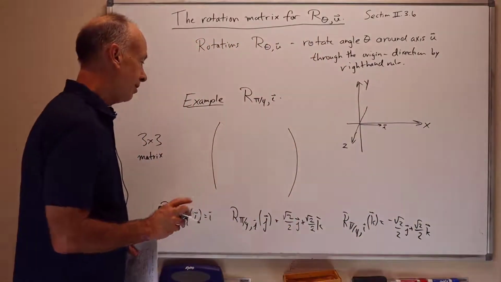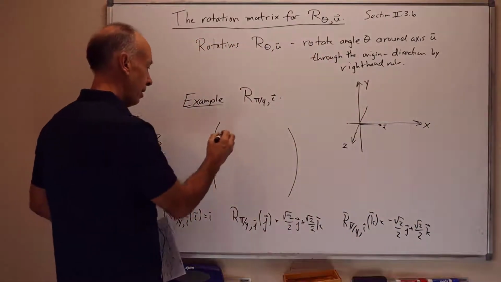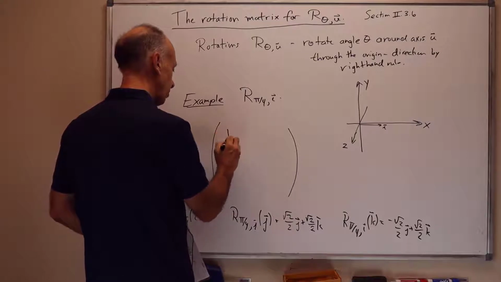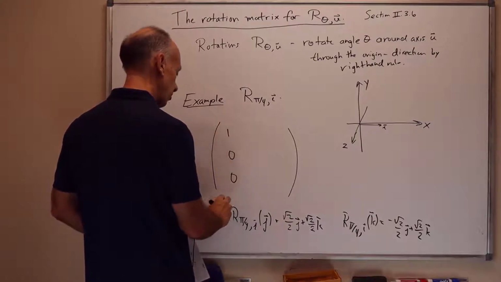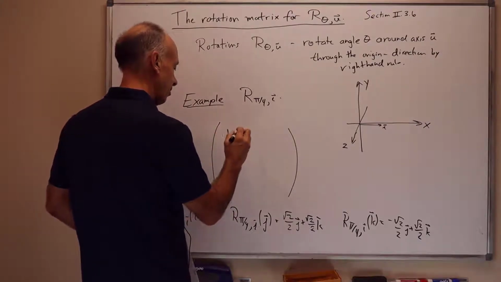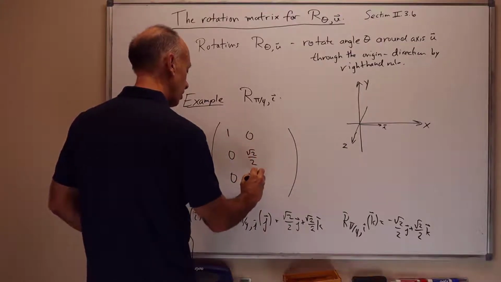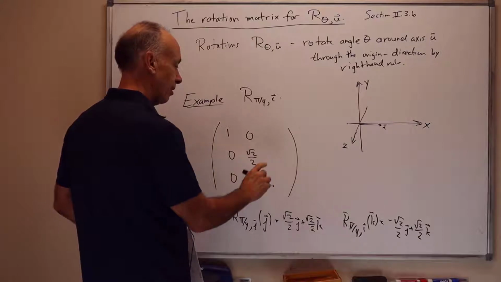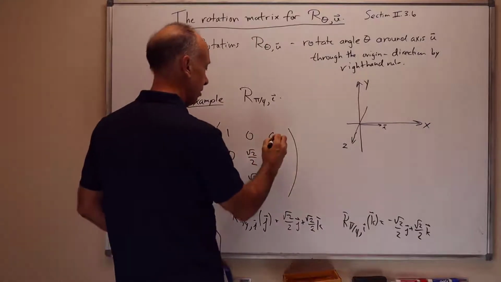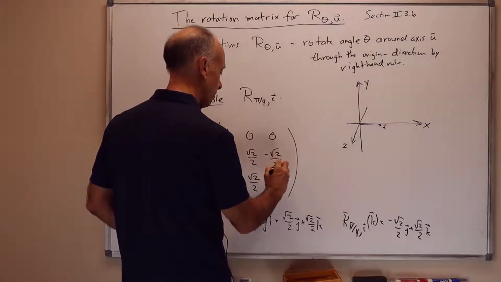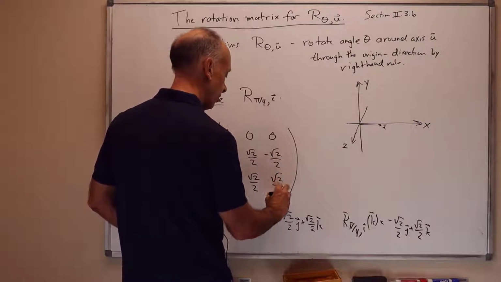And we can fill in the 3x3 matrix just using the columns. So the first column is the image of I, that's 1, 0, 0. The second column is the image of j, so it's 0, square root of 2 over 2, square root of 2 over 2. And the third column is the image of k, so it's 0, minus square root of 2 over 2, square root of 2 over 2.